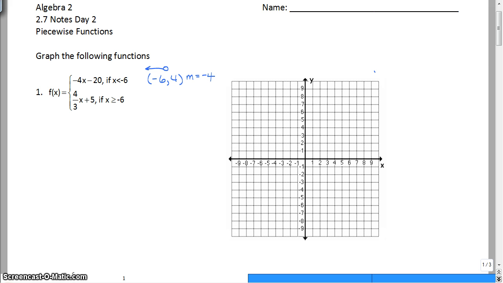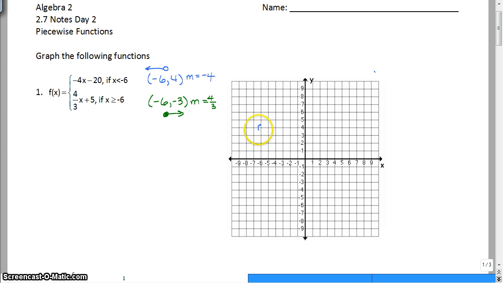And then for the second piece, we take our -6, substitute it in here. So we have -6 times 4/3 plus 5, which is going to give us a -3. We have a slope of 4/3, and we are going to have a solid dot going to the right because it's equal and greater.